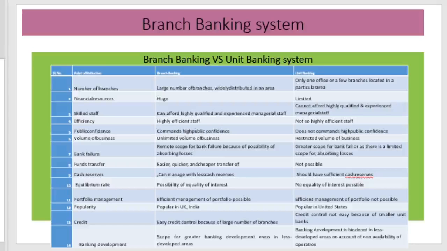Then in the case of the branch banking system, easy credit control is possible, whereas in the unit banking system, credit control is not easy because of the smaller units of the banks. In the case of the branch banking system, the scope for greater banking development is possible, whereas in the case of the unit banking system, banking development is in accordance with the availability of resources in the development area, but in the case of unit banking system, this may not be that much possible.